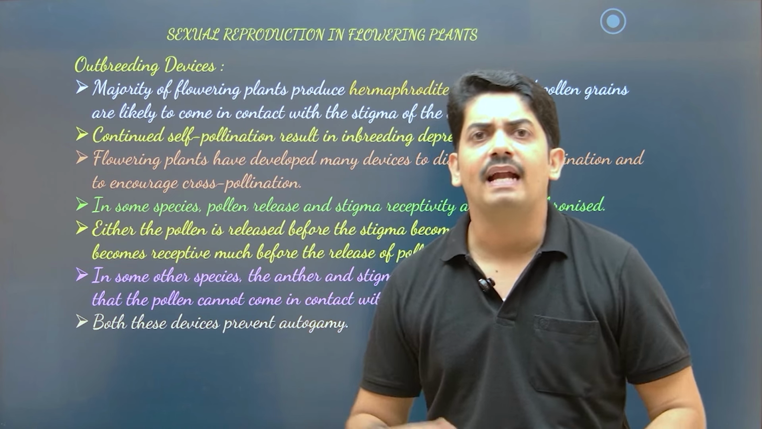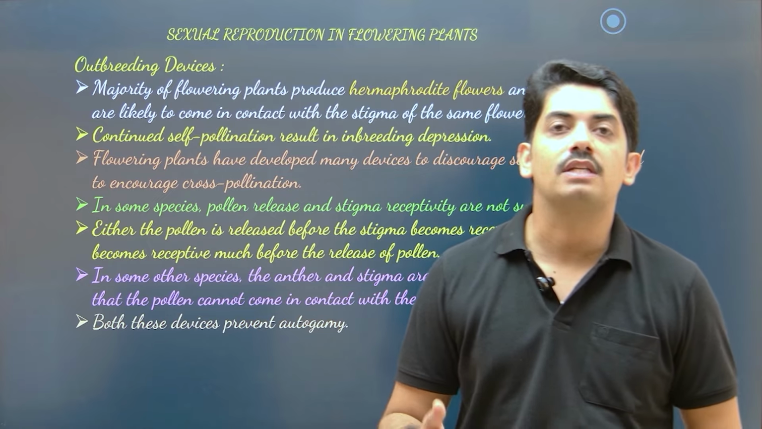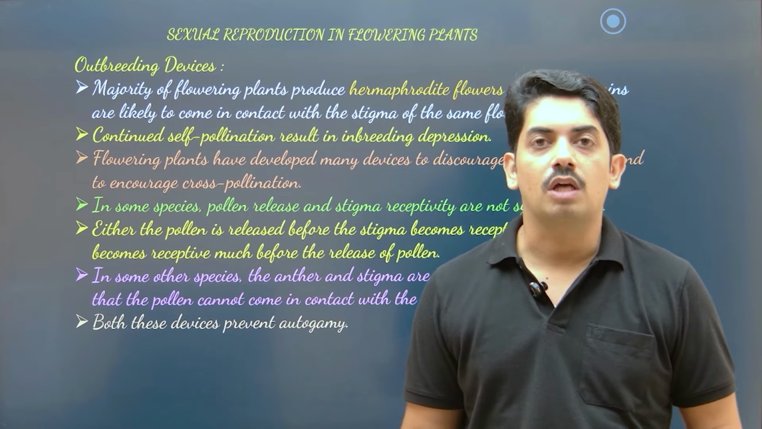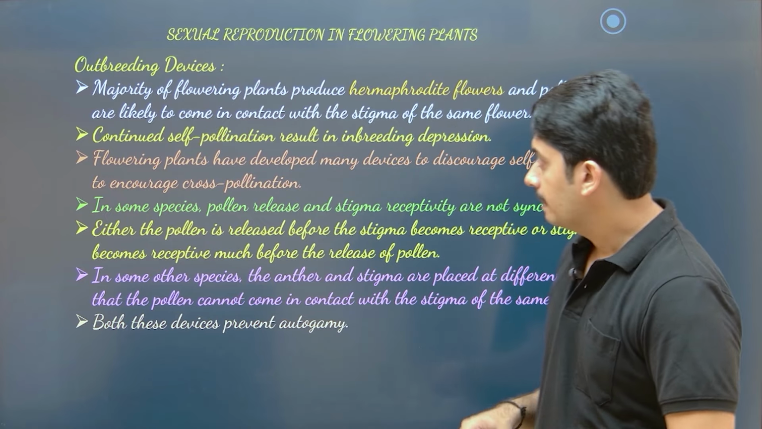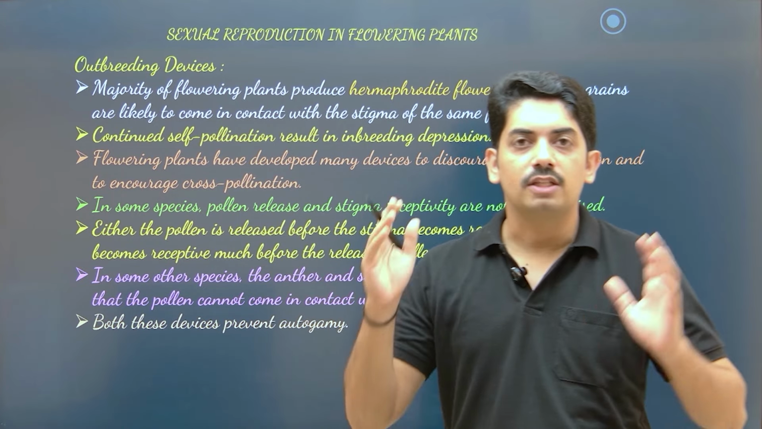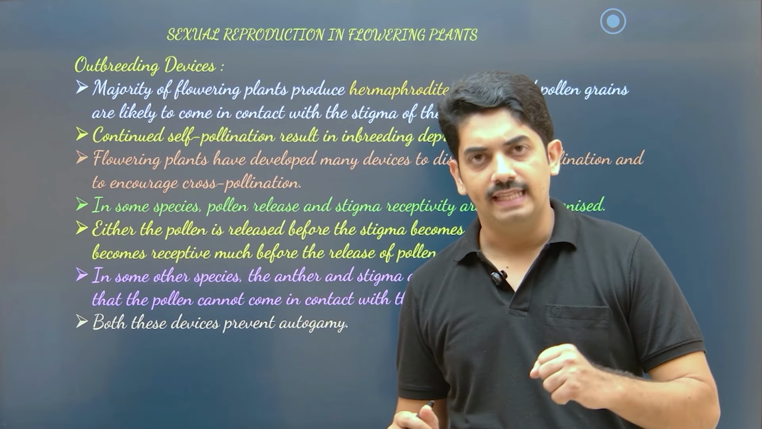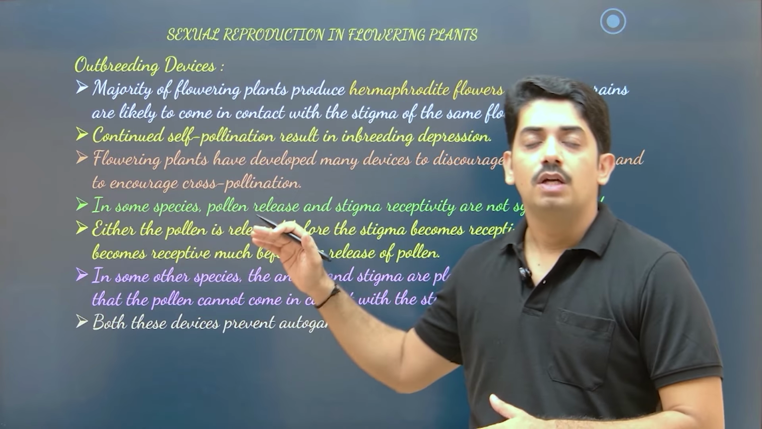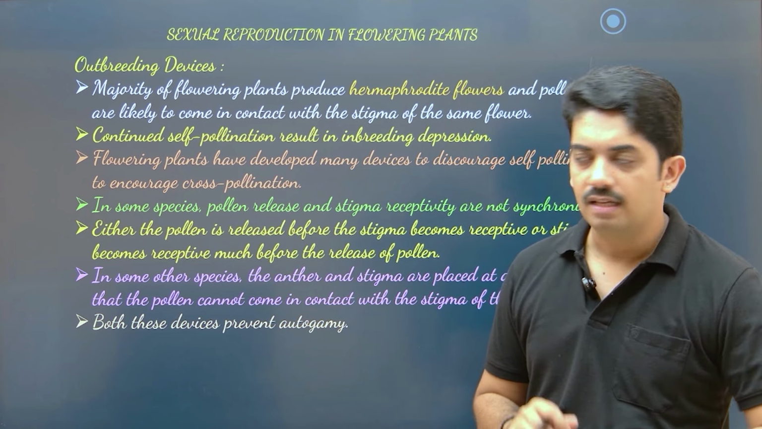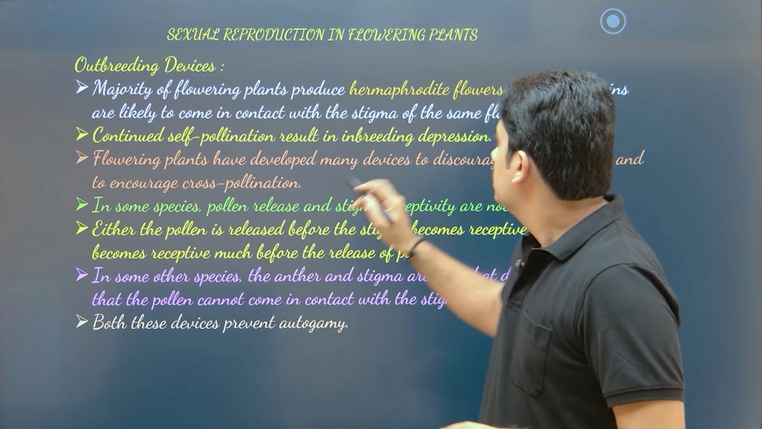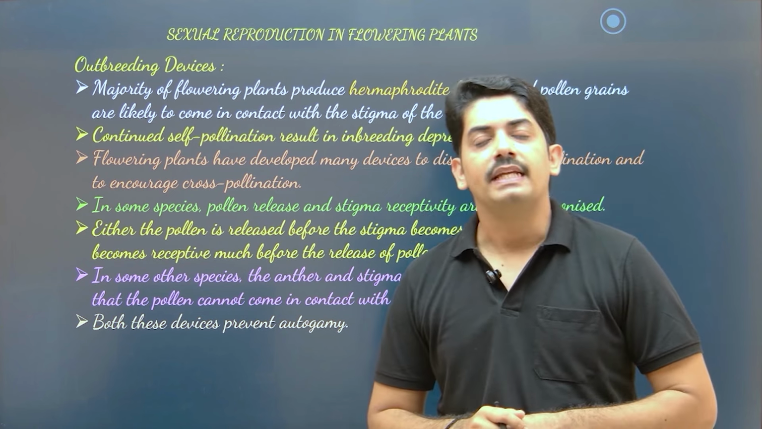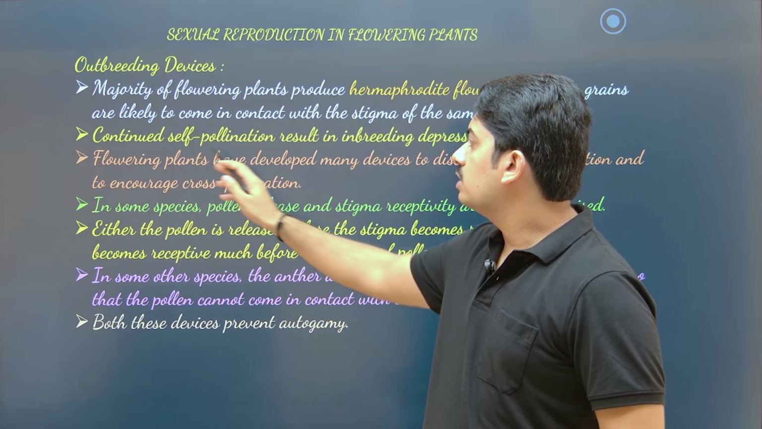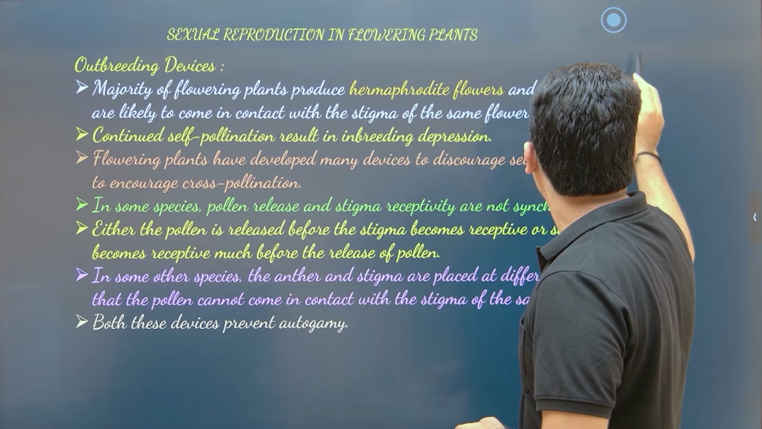So majority of the plants, they try to encourage cross-pollination rather than having self-pollination. Even though they are bisexual, they encourage cross-pollination over self-pollination. So this outbreeding devices are the tools through which plants they achieve cross-pollination over self-pollination. We will study one by one what and all the types of outbreeding devices are present in plants. So hermaphrodite flower means what? It has both androecium and gynoecium, okay, the bisexual flower. Continued self-pollination results in inbreeding depression.